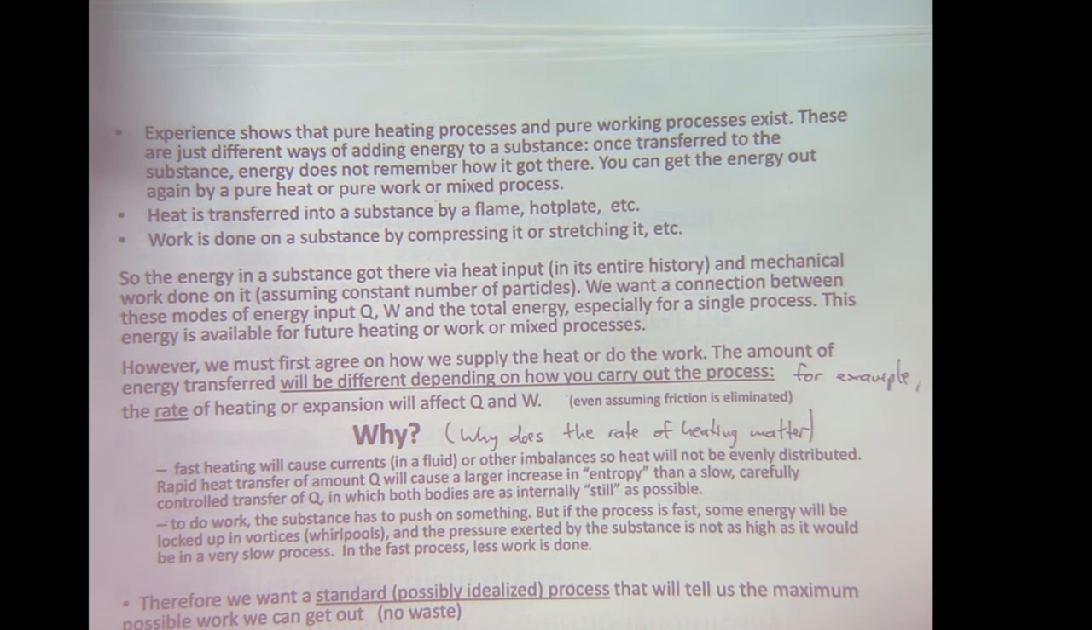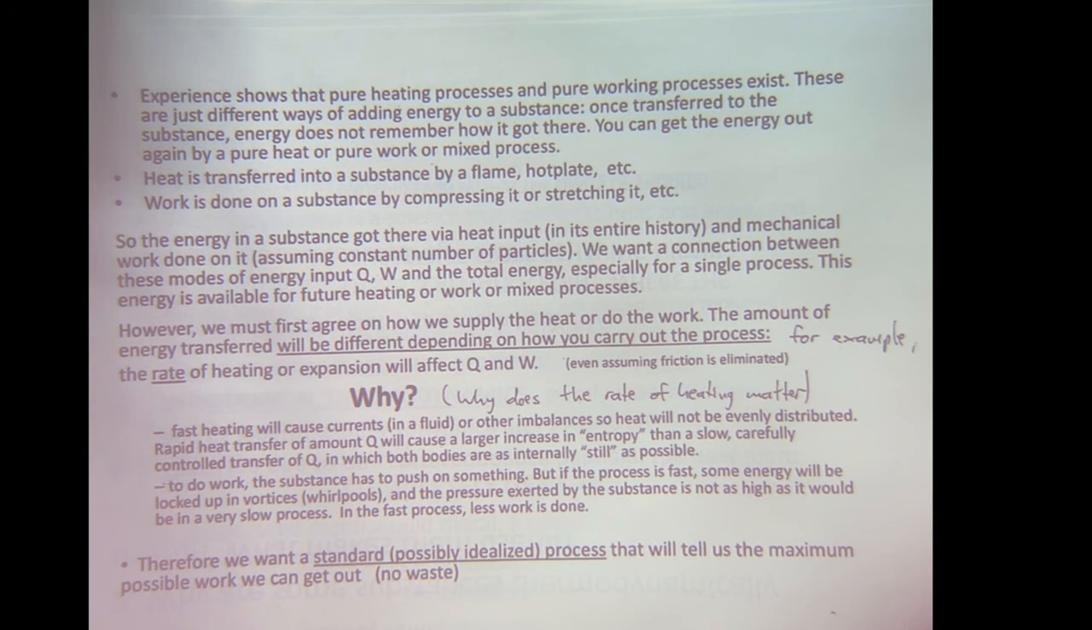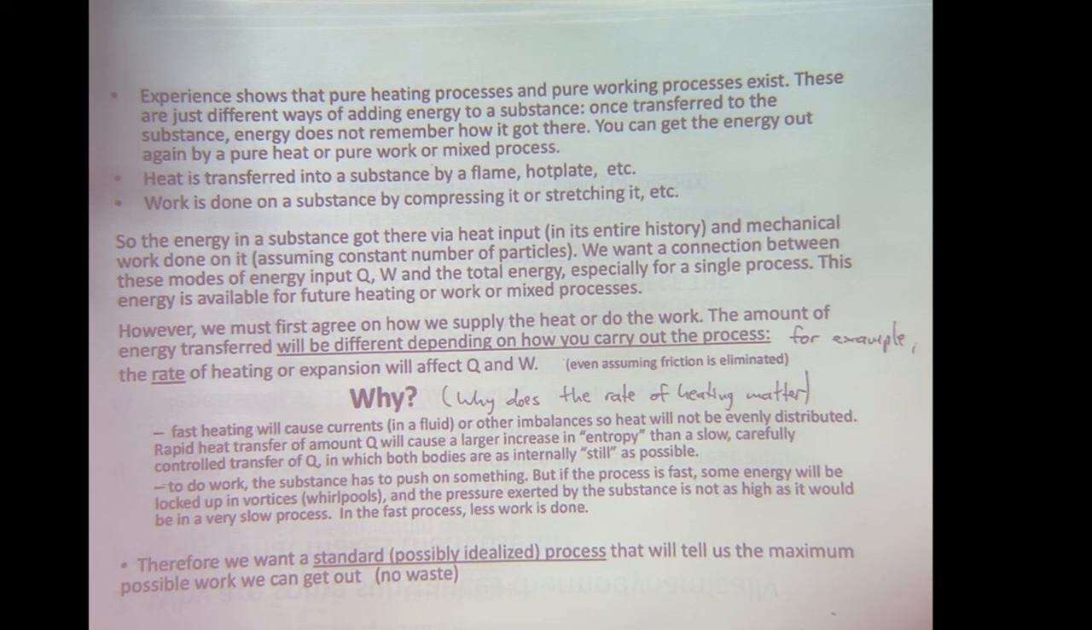We want a connection between these modes of energy input, Q and W, and the total energy, especially for a single process. This energy is available for future heating or work or mixed processes. However, we must first agree on how we supply heat or do work. Why? Well, the amount of heat energy transferred will be different depending on how you carry out the process. One way it can be different is the following. The rate of heating or expansion will affect the heat absorbed and work done, even assuming that friction is eliminated.